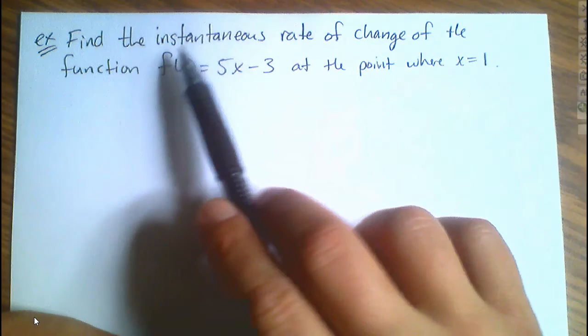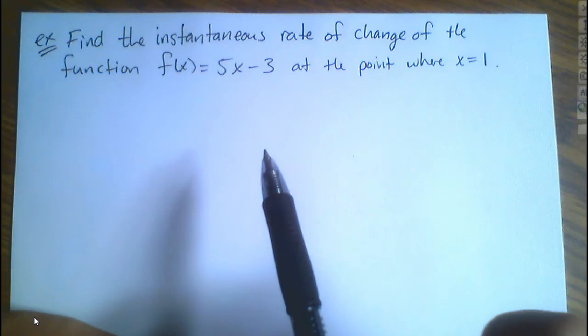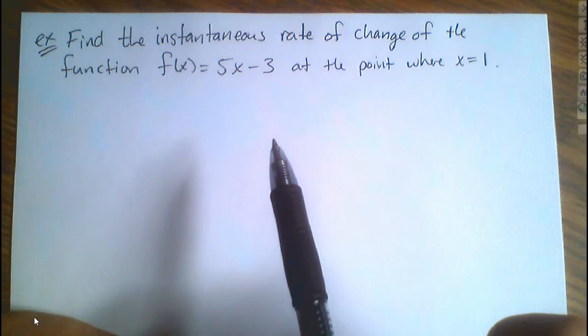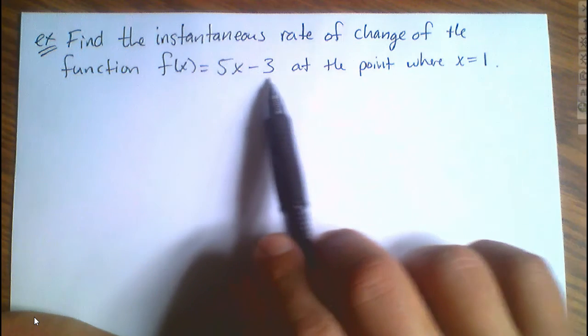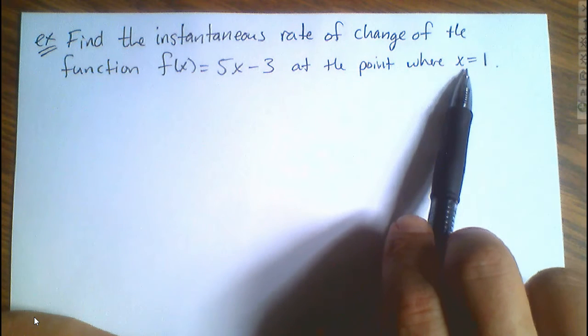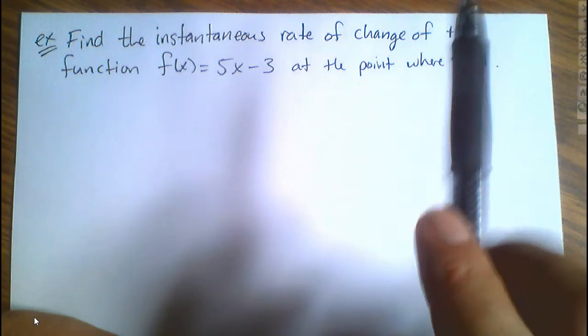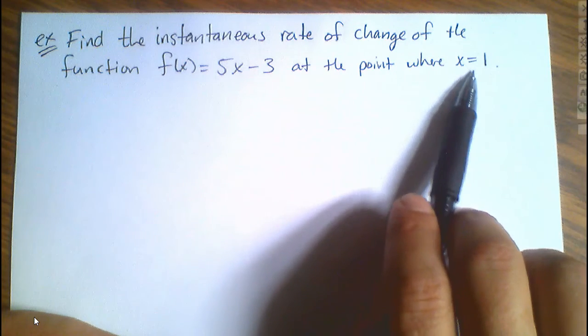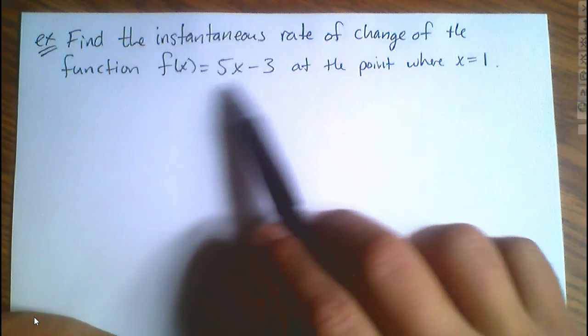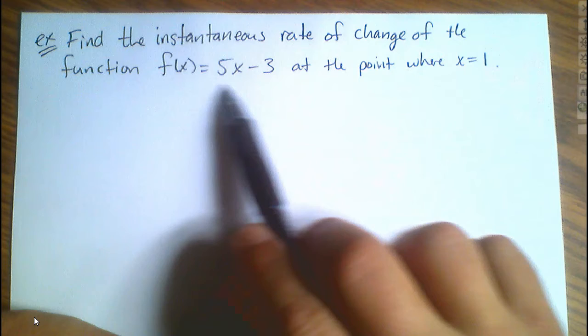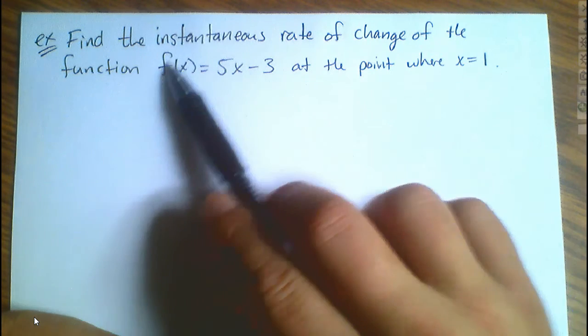So recall that the instantaneous rate of change is basically the slope of the tangent line to this curve at x is equal to 1, or aka the derivative at this point, right? So let's think about it real quick. Before we jump into it, let's think about what the answer is to this.